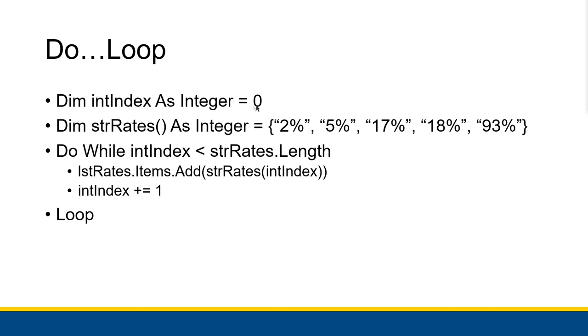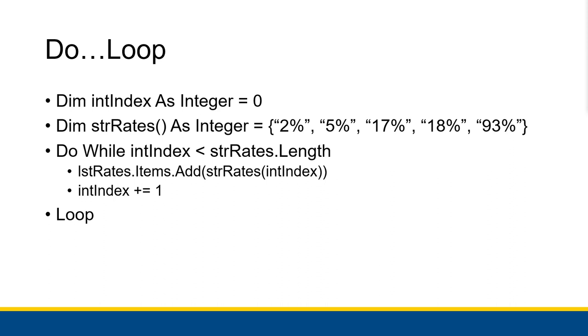So we start out with our index being 0. We declare the array, and then while the index is less than 5, I add into the list box's item collection the rate at the index number pointed to by int index. So it starts out at 0, and 2% gets added in first. I increase the index by 1 and go back up to the top. The condition is still valid. Then I add in the rate at subscript 1, which is 5%. That gets added in, the index gets increased, and so on and so forth. I'm visiting index 0 first, then index 1, index 2, index 3, and then index 4. That is traversal. And when we're using an array like this, we're going to be traversing it using a loop.